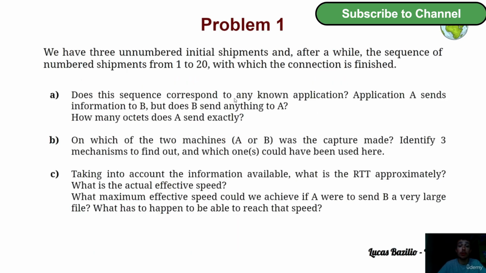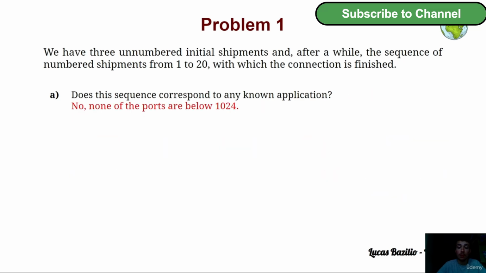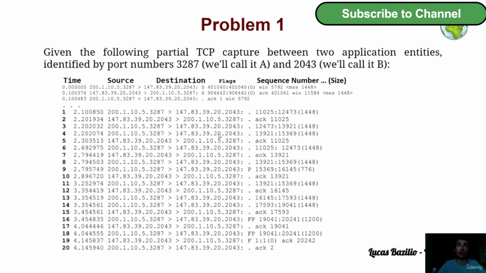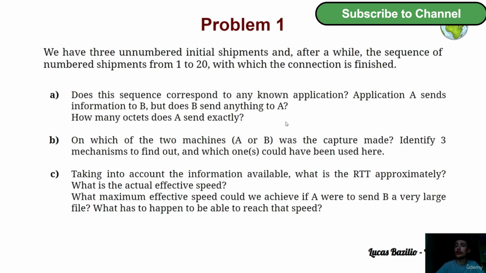Does the sequence correspond to any known application? No. Since none of the ports are well-known ports, because none of them are below 1024, right? They have what is called ephemeral ports. They are ports that are greater or equal to 1024. Okay, we continue with the question A. Application A sends information to B, but does B send anything to A?